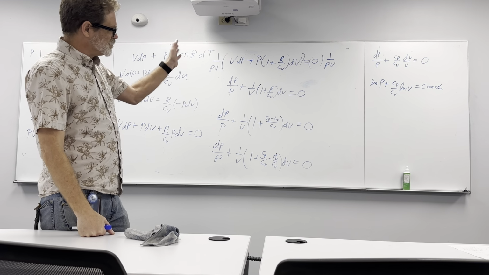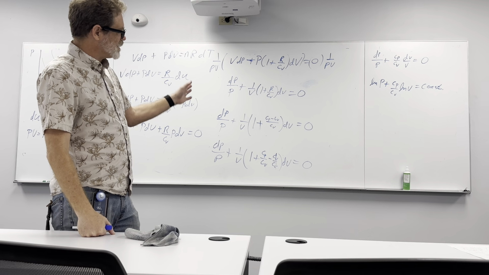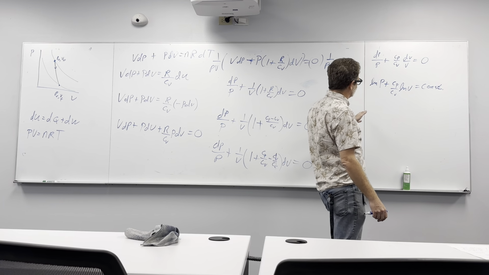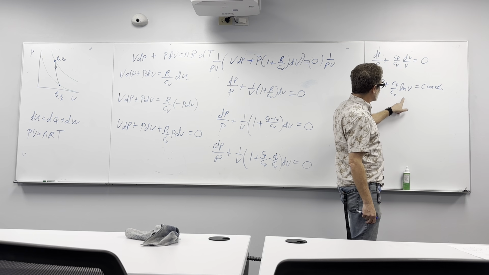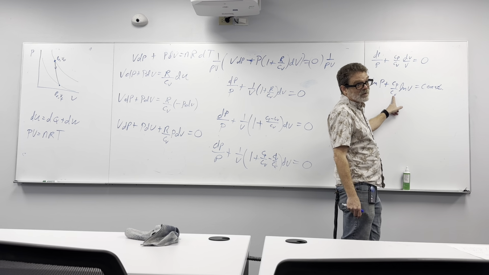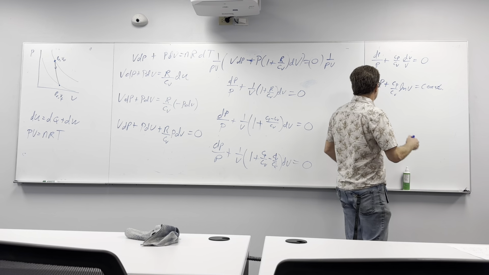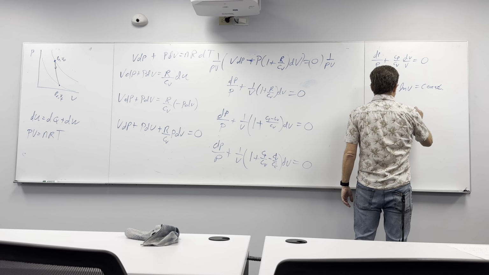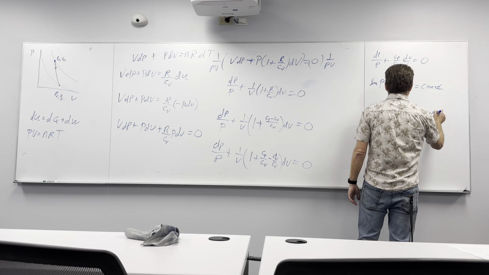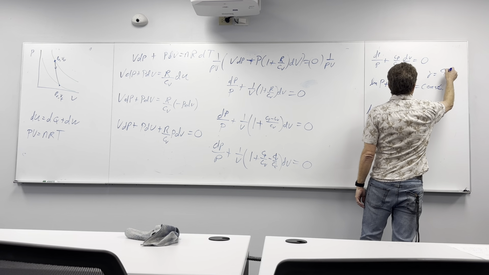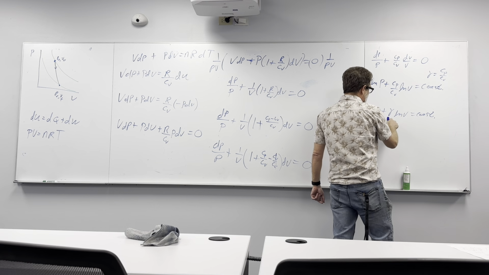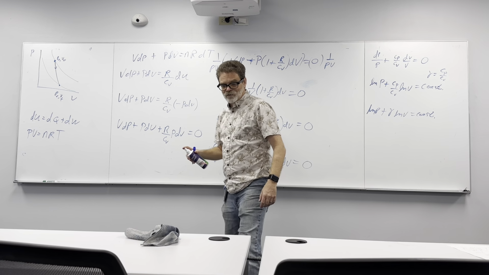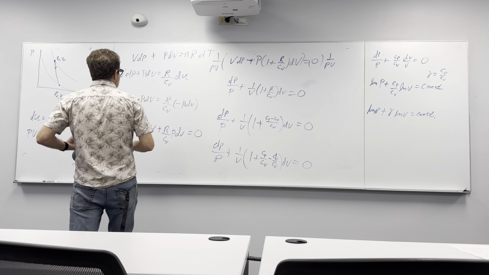I can do some algebra now to make this look nicer. Well first, what's CP over CV? We're going to call that gamma. So that's going to be gamma. ln of P plus gamma ln of V equals a constant. Now we don't have to write CP over CV all the time. And then, remember some of our log rules, anybody remember our log rules?